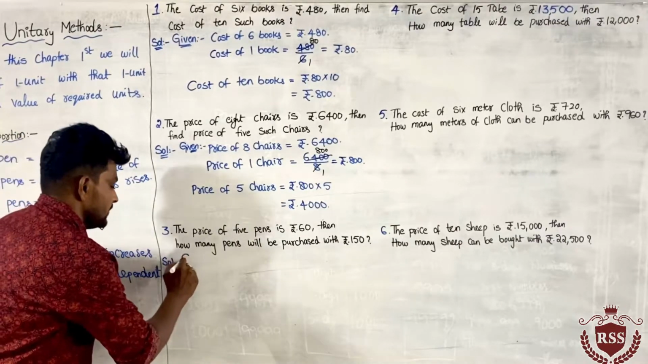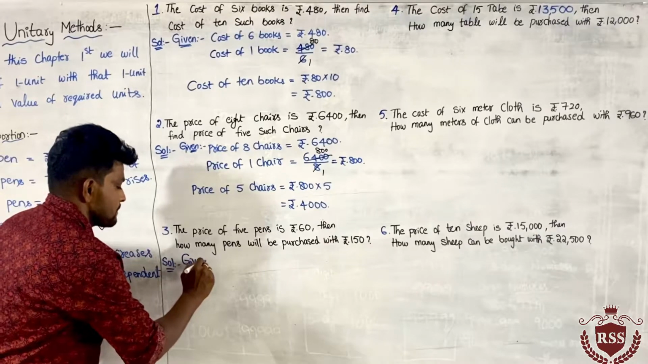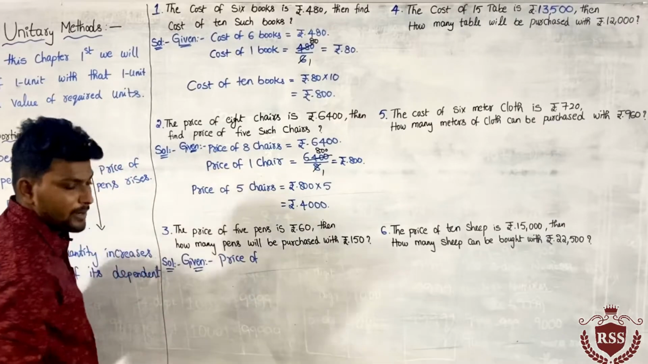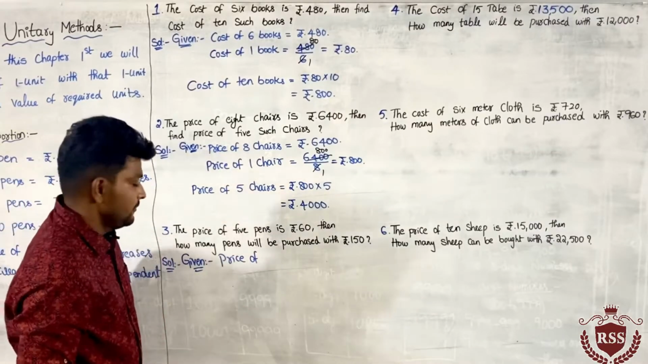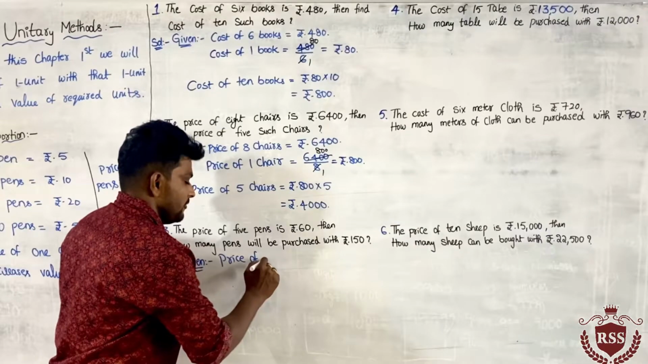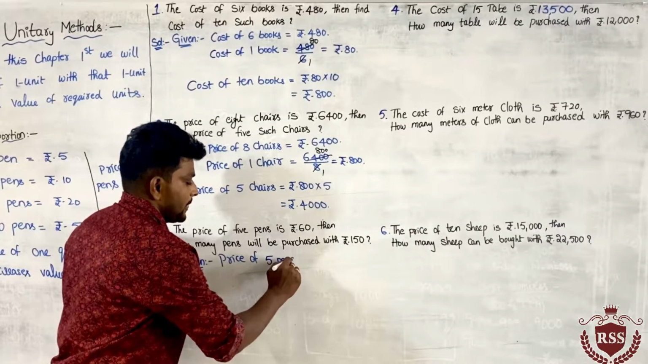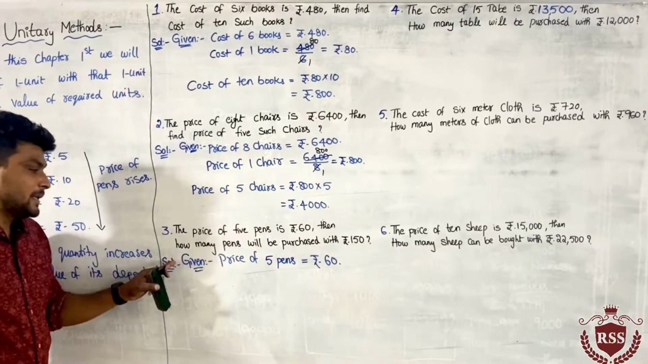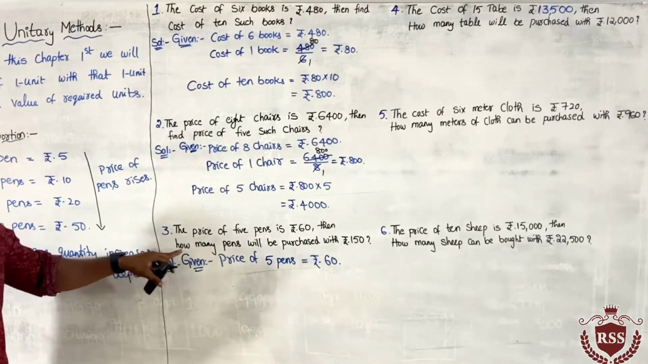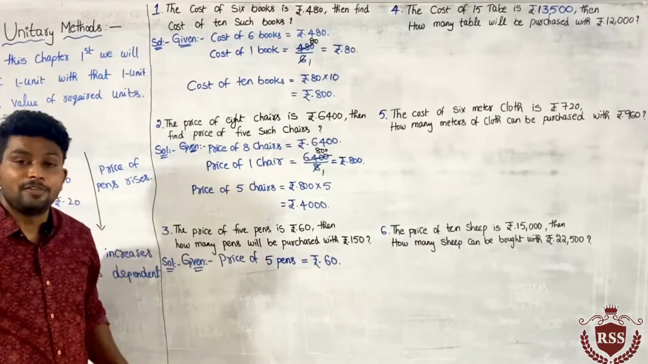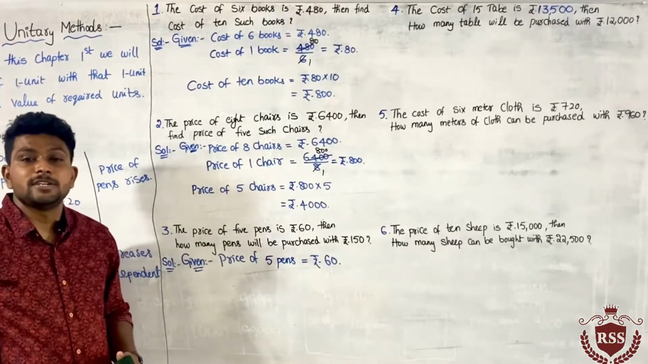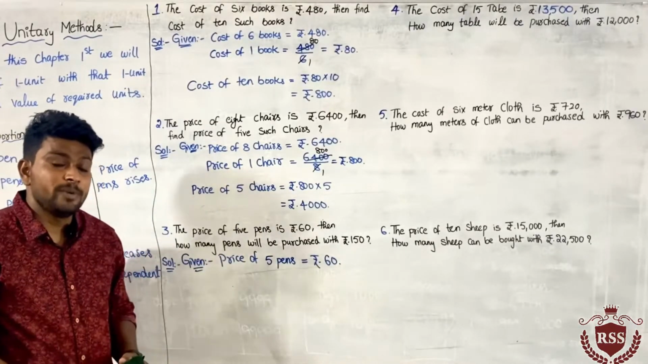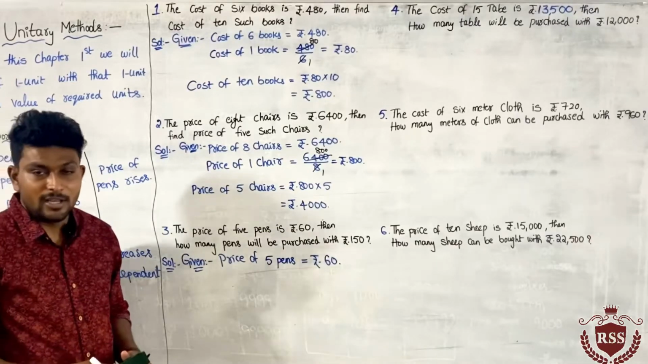So the price of 5 pens is rupees 60. Then how many pens will be purchased with rupees 150? How many pens will be purchased with 150? Which means for the 150 rupees, how many pens we will get, they are asking.